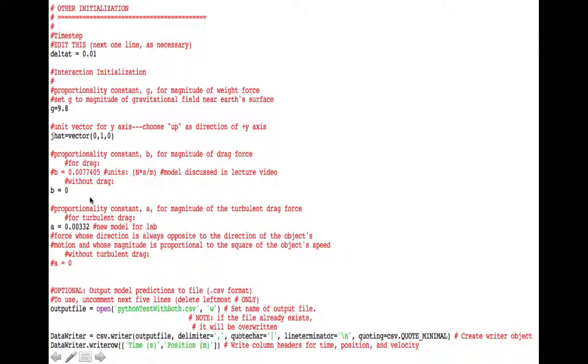The constant b should be ignored because that is the model discussed in the lecture video. The constant a is the magnitude for the turbulent force, and that is what we used for this lab. I set a to 0 when I was only considering gravity, and set a to 0.00332 when I was considering gravity and turbulent drag force.